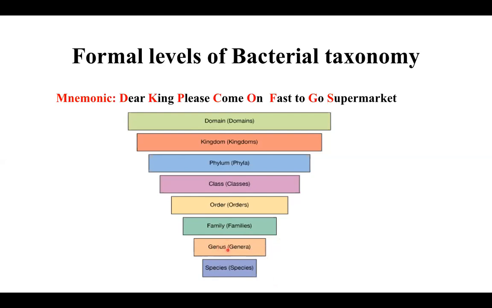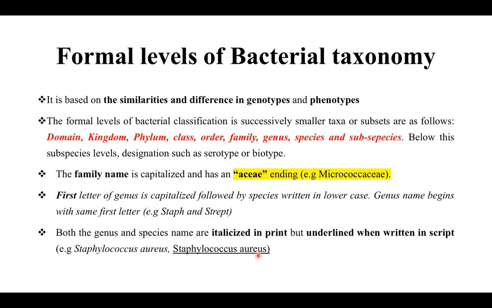Genus comes first, followed by the species. The first letter of the genus should always be capitalized, as seen in Staphylococcus here, while the first word of a species is always in lowercase, small letters. The first word of a genus should always be capital, while the first word of a species should always be in small letters.